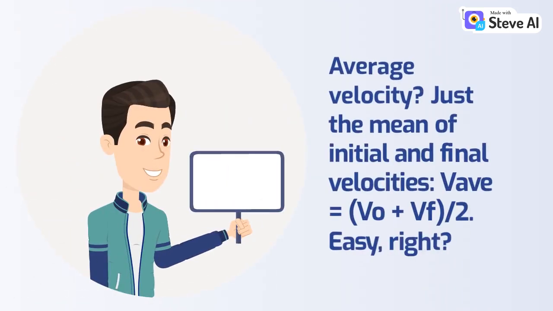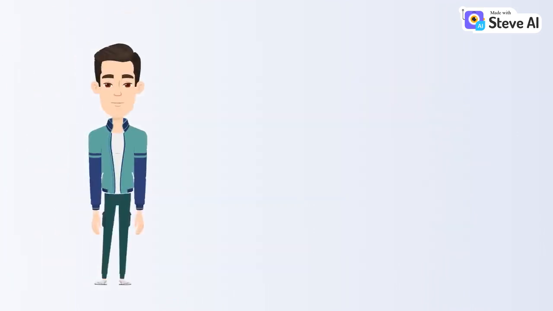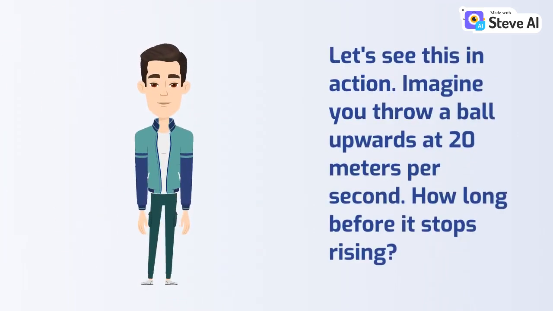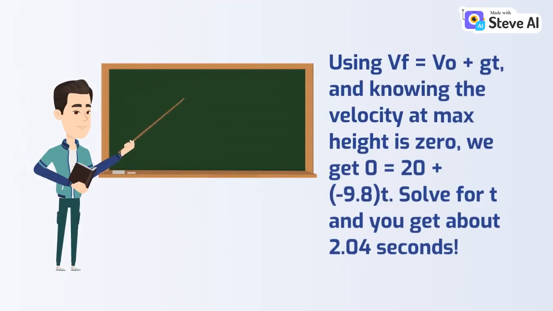Average velocity? Just the mean of initial and final velocities: Vave = (Vo + Vf)/2. Easy, right? Let's see this in action. Imagine you throw a ball upwards at 20 meters per second. How long before it stops rising? Using Vf = Vo + gt, and knowing the velocity at max height is 0, we get 0 = 20 + (-9.8)t. Solve for t and you get about 2.04 seconds.